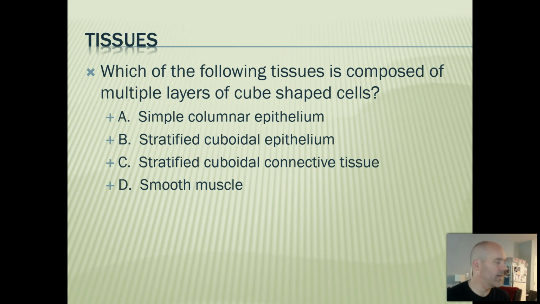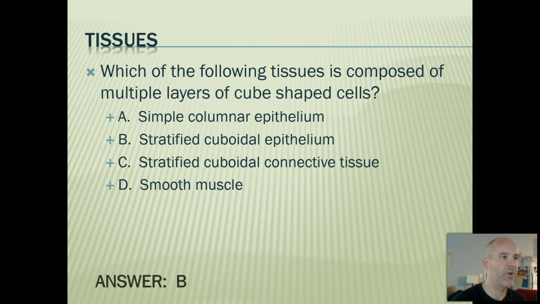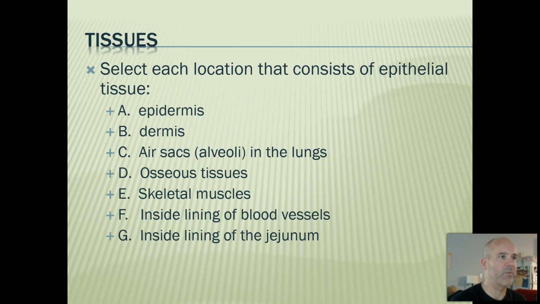All right, how about an example question here? Which of the following tissues is composed of multiple layers of cube-shaped cells? Okay, so you just have to learn your terminology. Multiple layers, that's stratified. Cube-shaped cells are cuboidal, so that would be a stratified cuboidal epithelium if you were investigating a body area where that type of tissue takes place.